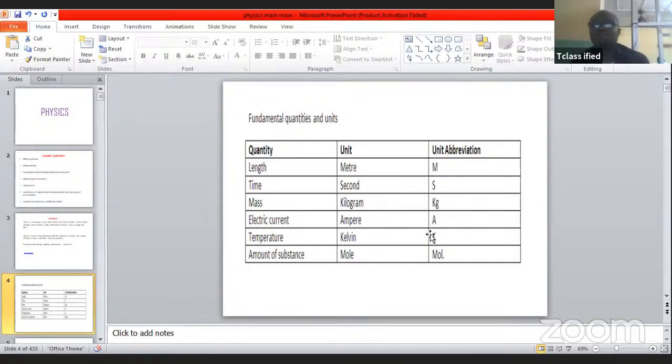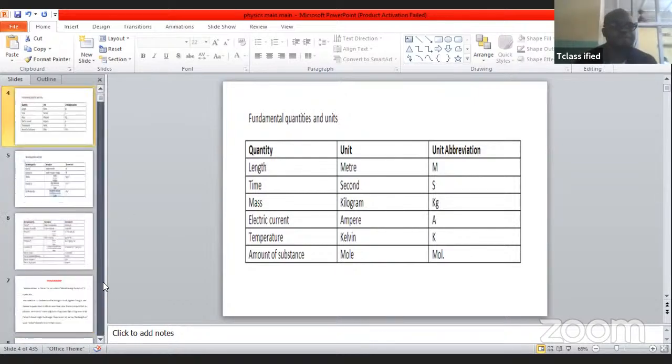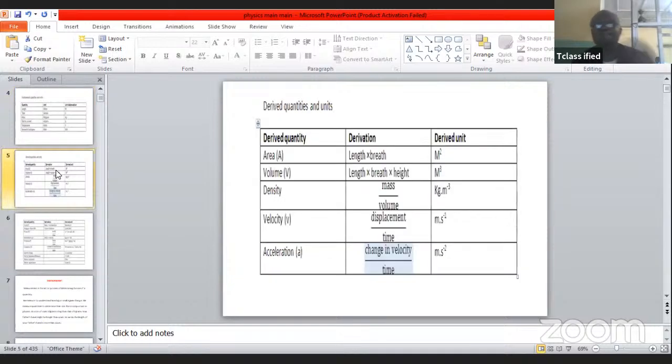Temperature, which is Kelvin, represented as K. And amount of substance, very importantly, mole. So these are the basic quantities. So every other quantity in physics is got from these basic quantities, okay? So let's quickly look at the derived quantities. So these derived quantities and units are actually gotten from the basic quantities.